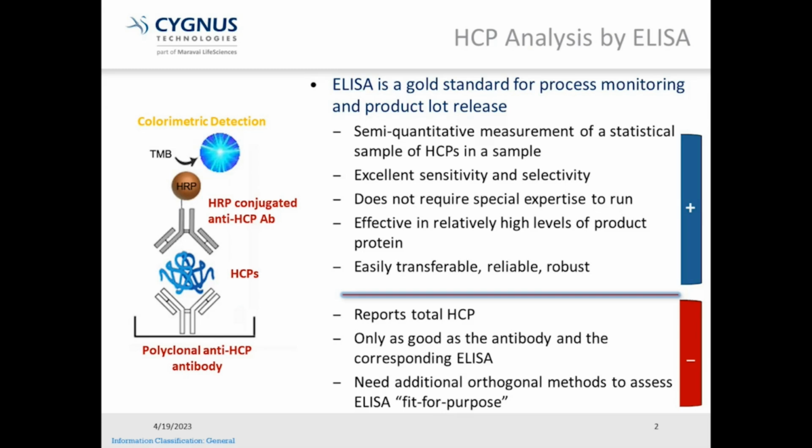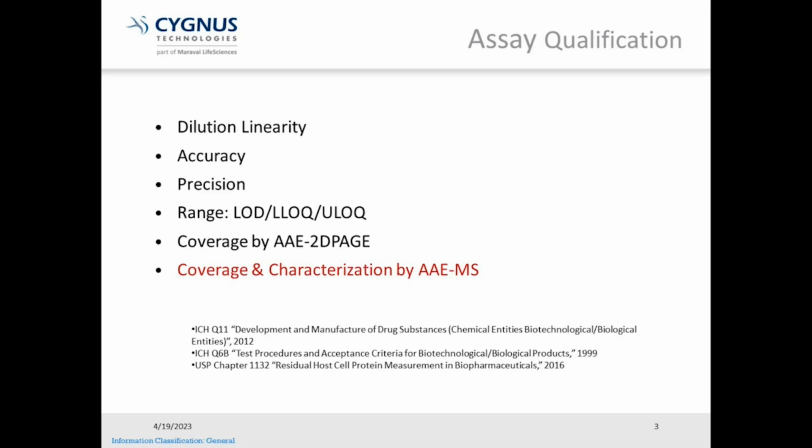One of the cons of ELISA is that it reports the total host cell proteins. Individual host cell proteins are not identified or quantified. And while host cell protein ELISA does not require a high level of expertise to run, it does require a high level of expertise to develop a broadly reactive host cell protein antibody and then turn that into an accurate and robust assay. Finally, orthogonal methods are required to assess the ability of a host cell protein antibody to recognize a wide range of host cell proteins that are present in each bioprocess. And ELISA may be qualified as fit for purpose of process monitoring and product lot release.